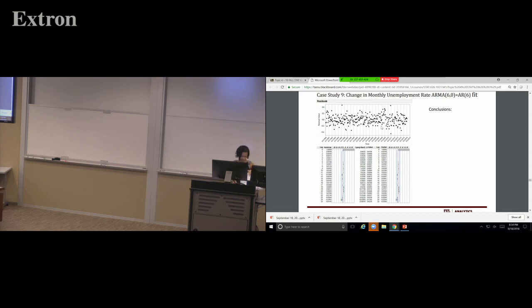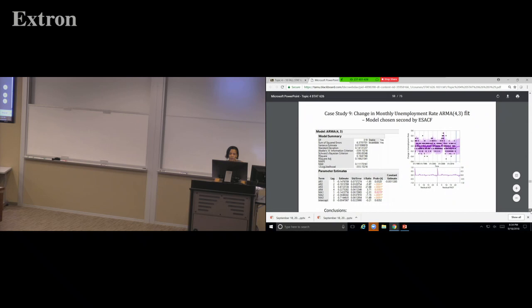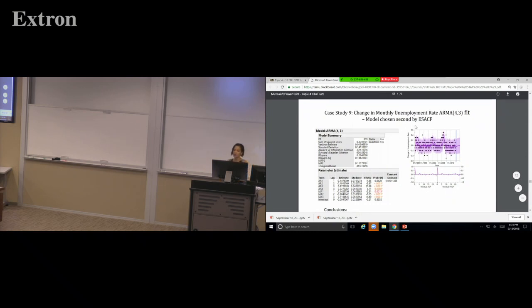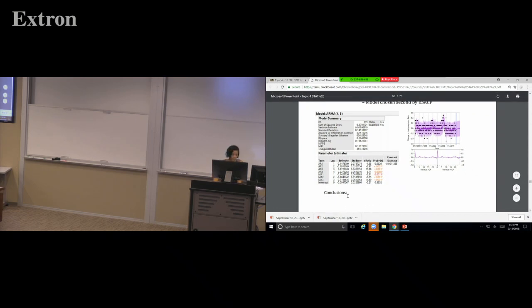I think this might be the last model. So the last model, the 6th model that we're investigating here, is the model chosen second by the extended sample autocorrelation function, which is an ARMA 4.3. And so this ARMA 4.3 shows us that the AR1 parameter estimate, the phi 1, is not significant.